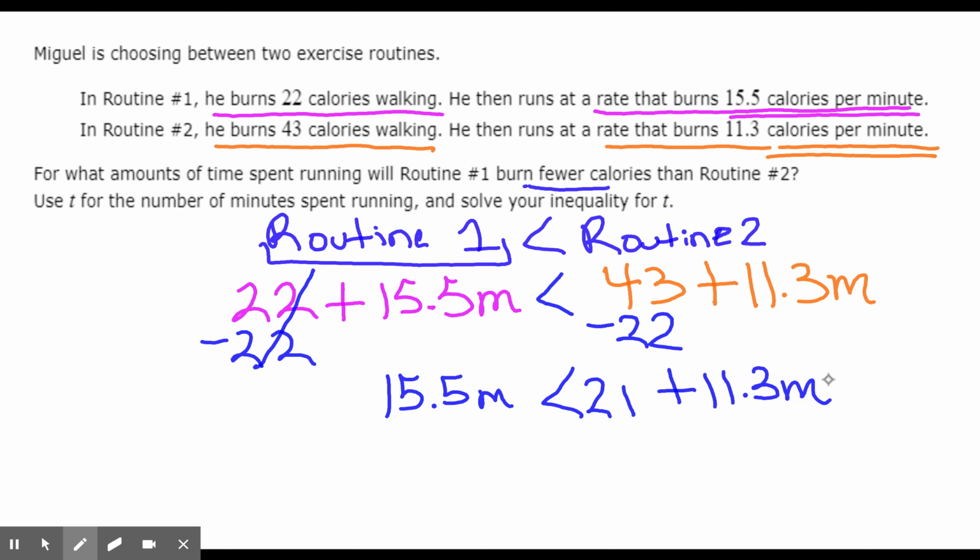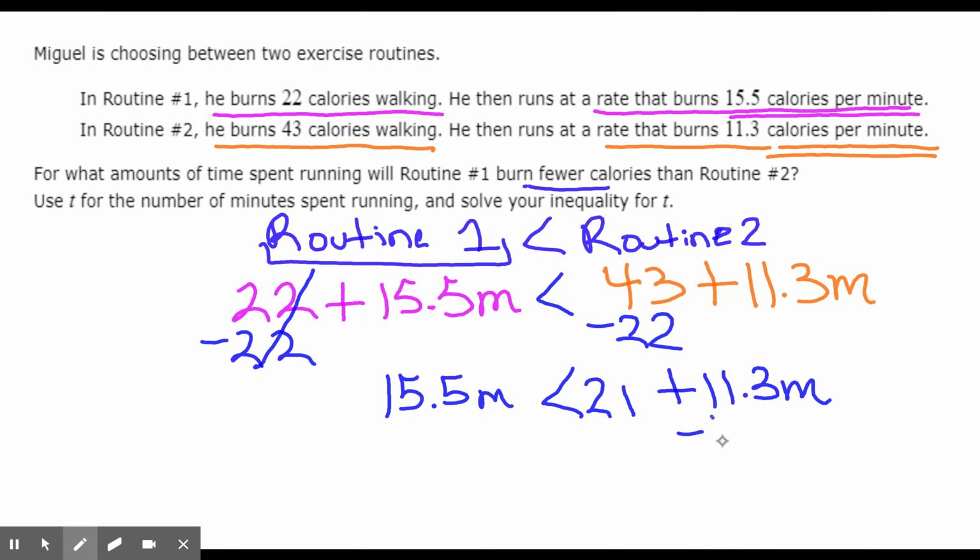All right, so we've got 15.5 for each mile is less than 21 plus 11.3. Well, really, we're talking about calories for each mile. All right, so the good thing is I no longer have numbers over here. I just have my number over here. Now I gotta get my variables to the same side.